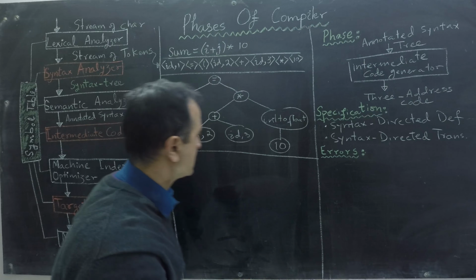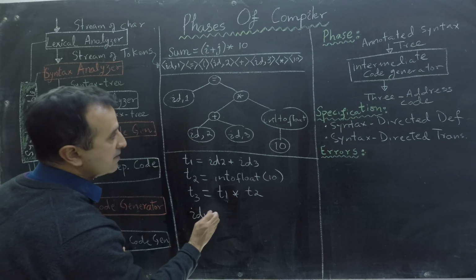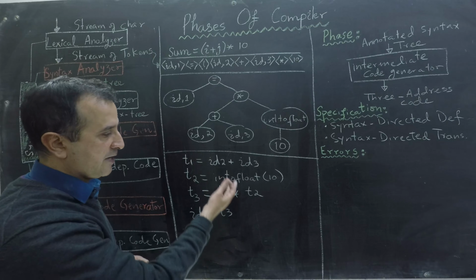Now let's write 3 address code for our example. We have a temporary variable t1 and we store the result of this operation in this variable. So we will have here, let's say, id2 plus id3. Then we will do this operation. So we say t2 equals int to float 10, and then we will do this operation. So we say t3 equals t1 times t2, and finally we store our result in id1. So id1 equals t3. So this is our 3 address code intermediate representation.